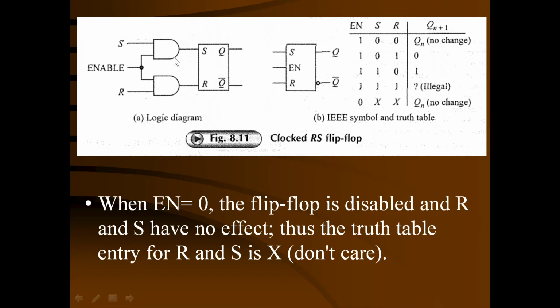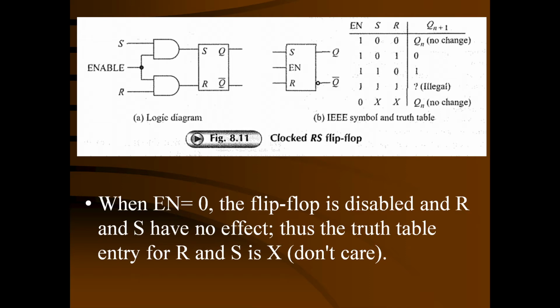Or it is called clock flip-flop. That means when the clock is going to be high, the flip-flop is going to be enabled, or it is responding to the S and R input, set or reset. So depending upon the set conditions, the flip-flop is going to be set.